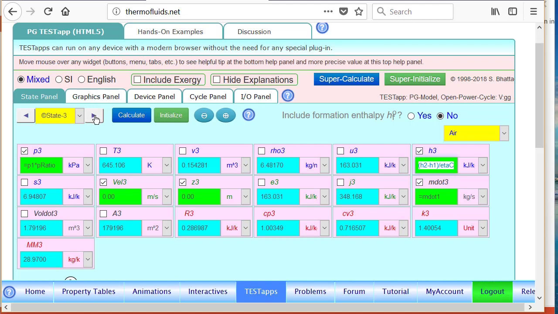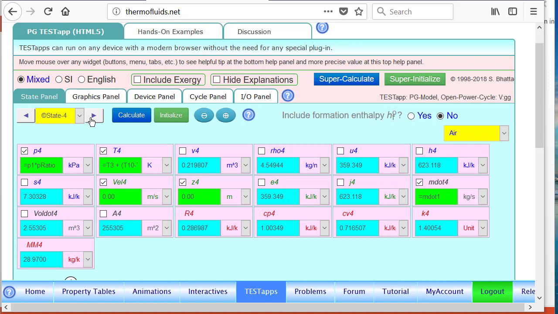Okay, state 4 is the state right after the regenerator. Again, pressure is the same, and the temperature T4 is obtained by the definition of regeneration efficiency. Again, the formula is shown on top, so you could type that in. And by the way, mass flow rate is always the same amongst all these states, so I'm not repeating that everywhere. m dot equals m dot 1.